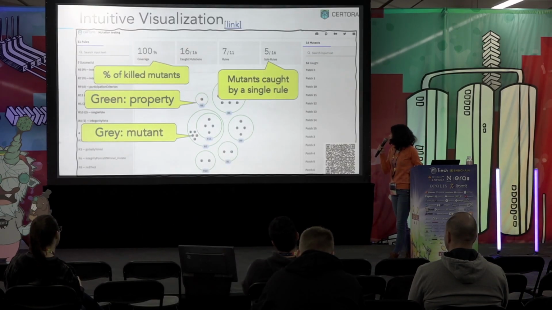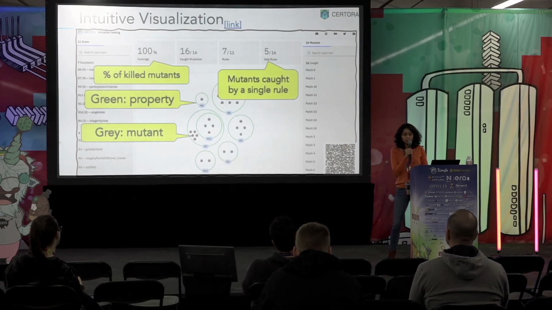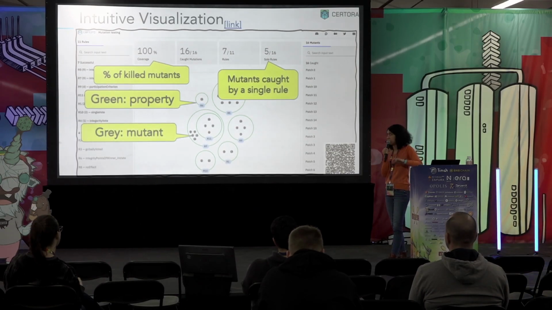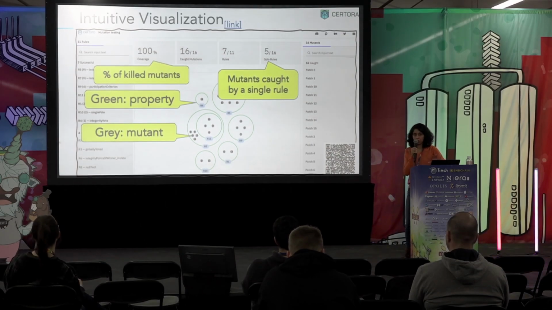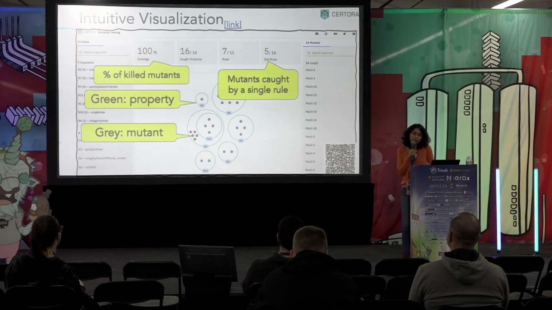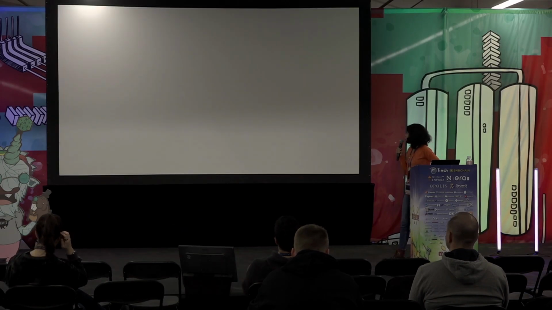We also have this notion of a solo rule. Rules, by the way, are the properties that I showed you earlier. So what is a solo rule? A solo rule is a rule that catches a mutant just by itself, so there are no other rules that catch the same mutant. You can see that we have a bunch of solo rules here, and so there's no intersection between the green circles. If that is the case, that means there's no overlap in the properties that are being encoded in the spec. So that's an interesting metric about your specification you can get from Gambit.